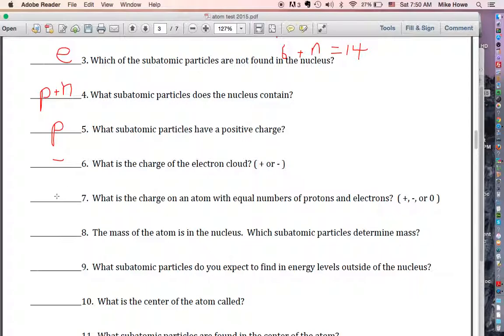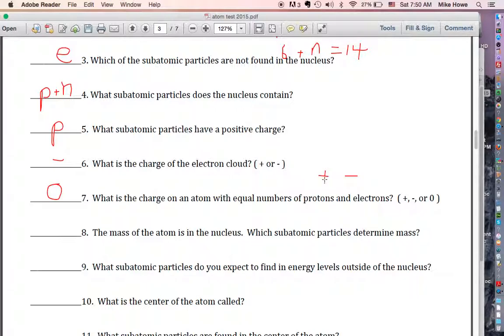Number 7, what's the charge on an atom with equal numbers of protons and electrons? For every positive charge, you're going to have a negative charge. So they all cancel each other out. A plus and a negative makes 0. So if there are equal numbers of protons and electrons, the charge is 0. If I have extra electrons, that would mean I have extra negatives, so the charge would be negative. If I had more protons than I do electrons, then the charge will be positive.